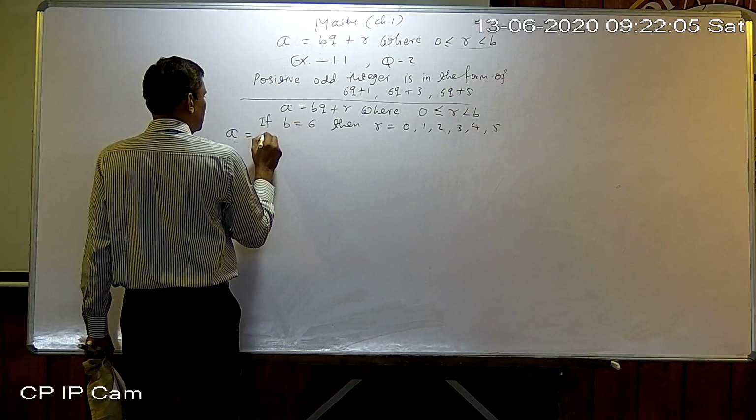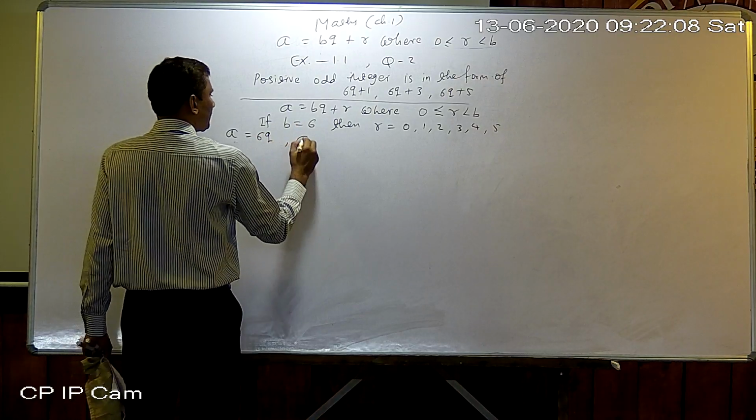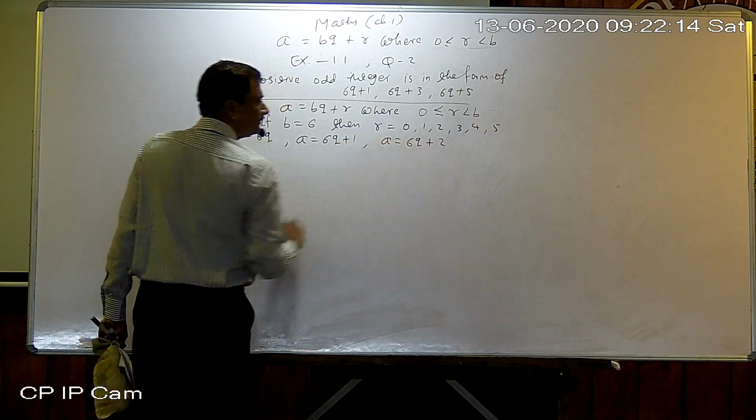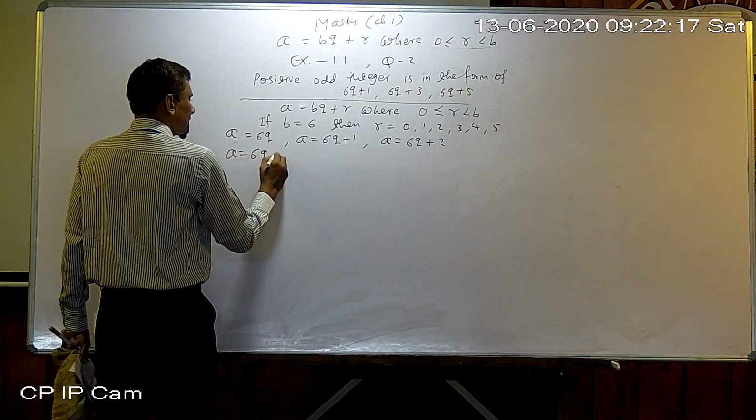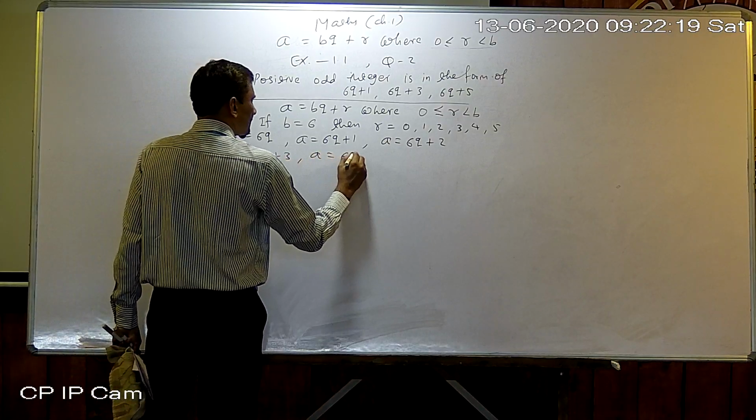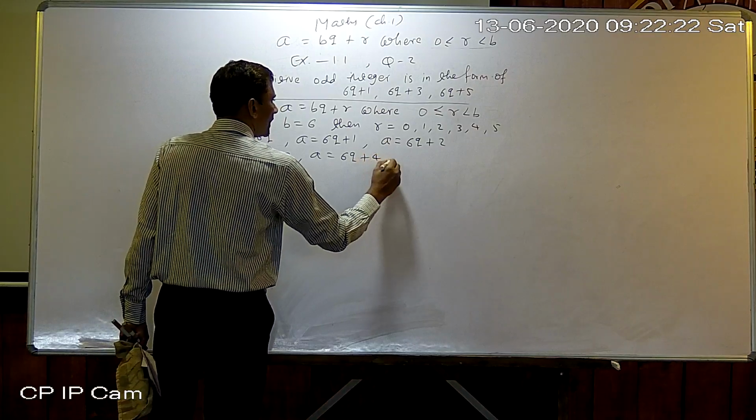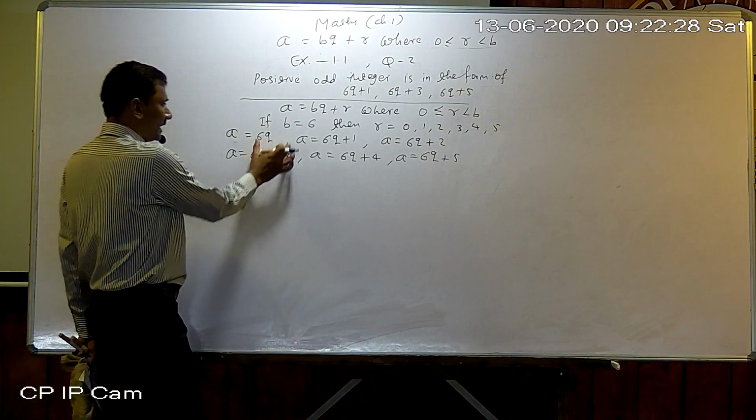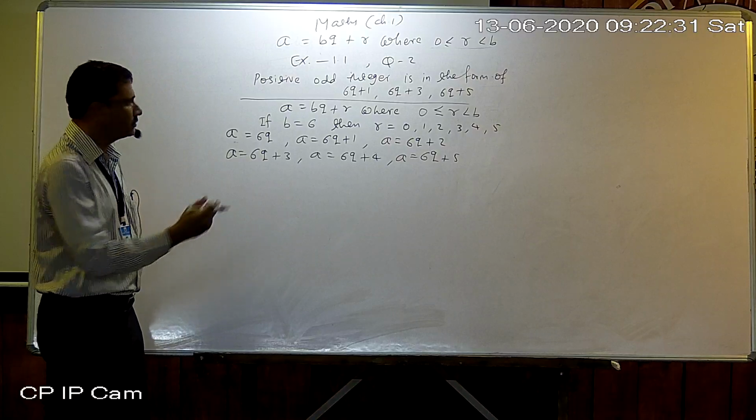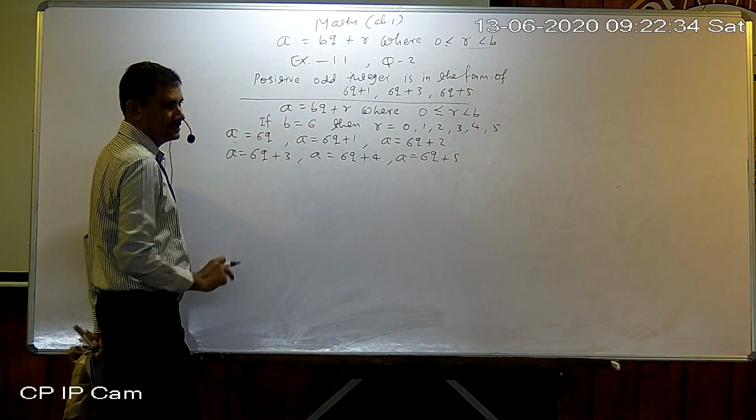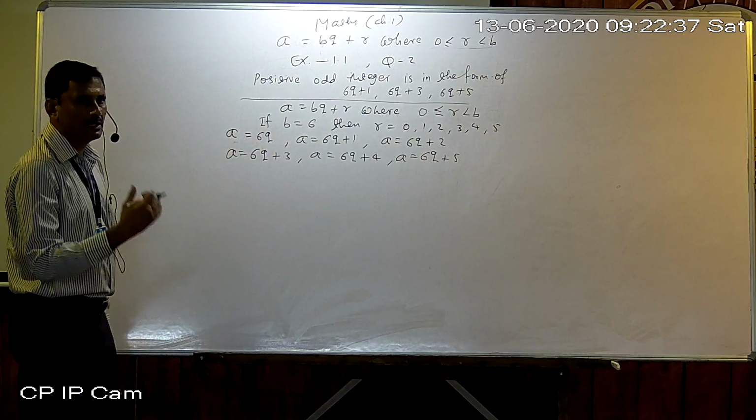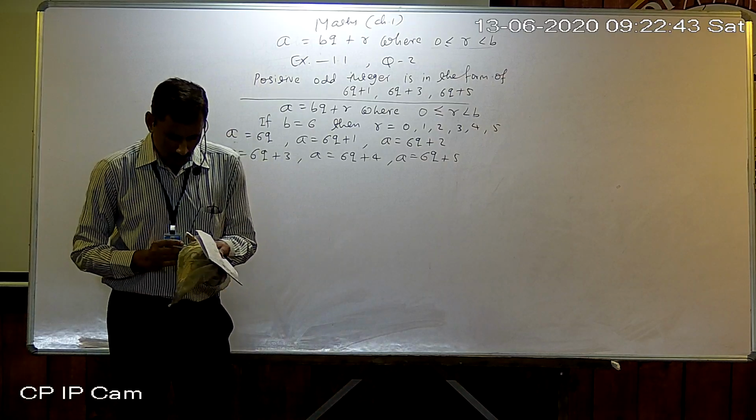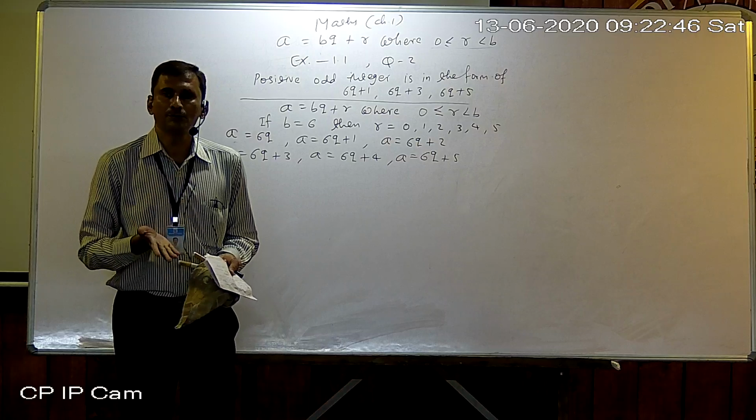So I write one by one. a equal to 6q, a equal to 6q plus 1, a equal to 6q plus 2, a equal to 6q plus 3, a equal to 6q plus 4, a equal to 6q plus 5. These are expressions of the given integer according to the value of b. Now look, out of 6 how many are odd and how many are even. You know what is meant by odd and even. Multiple of 2, even. Not multiple of 2, odd.